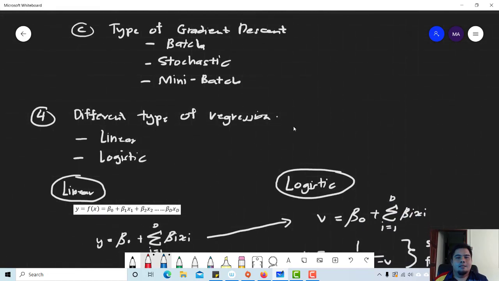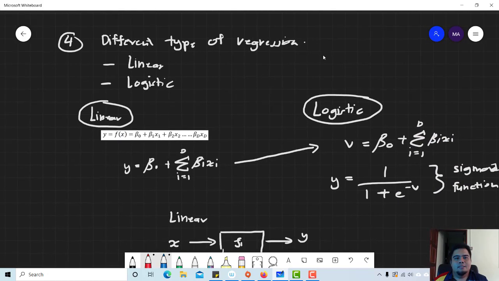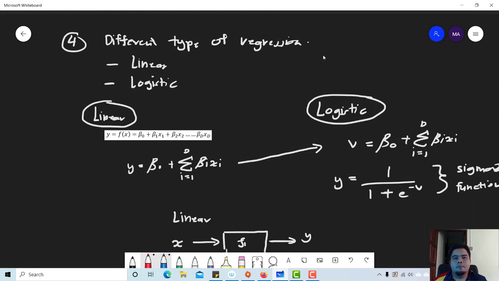The one that we forgot to discuss is this one. We already discussed linear regression, but we did not discuss the logistic regression in detail. Again, this is your linear regression.